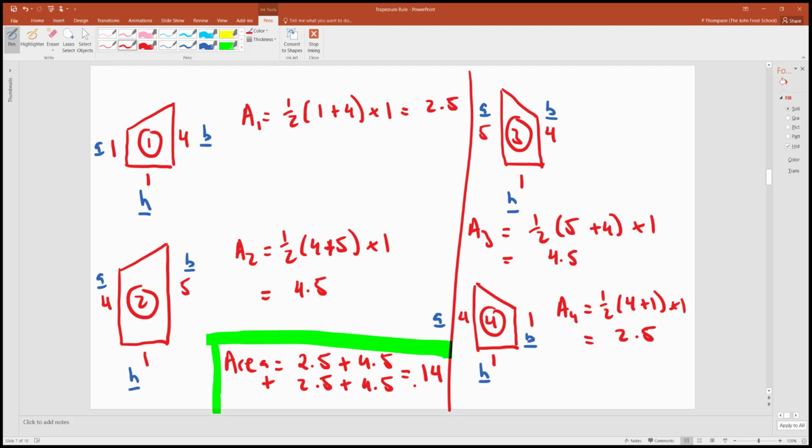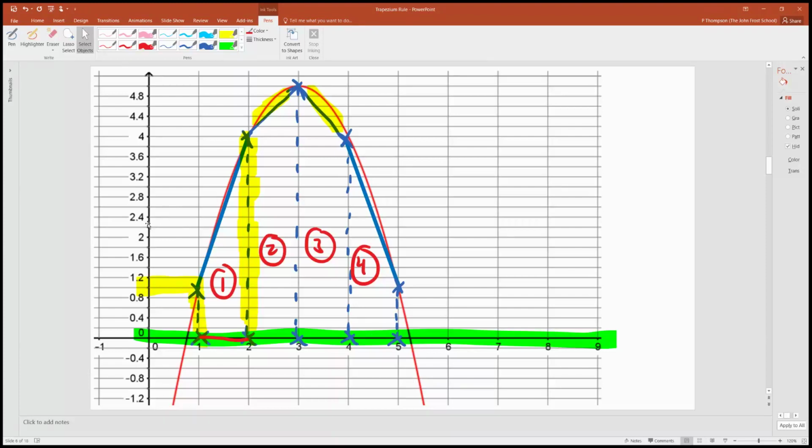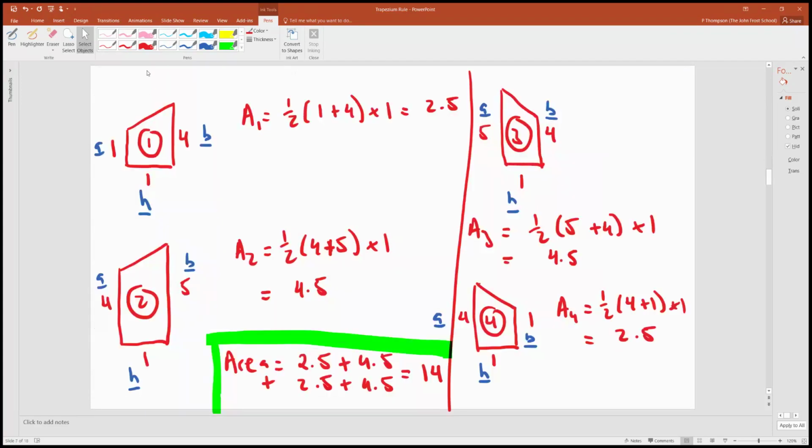So what will the units be? Well, you don't know, because these marks on this graph are not in centimeters, and they're not even in inches. They're just in some random unit. So all you know is it's going to be 14 units squared. Sorry it's a bit messy, but the answer should look like this: 14 units squared. So you don't know what the units are. And that's the trapezium rule there.